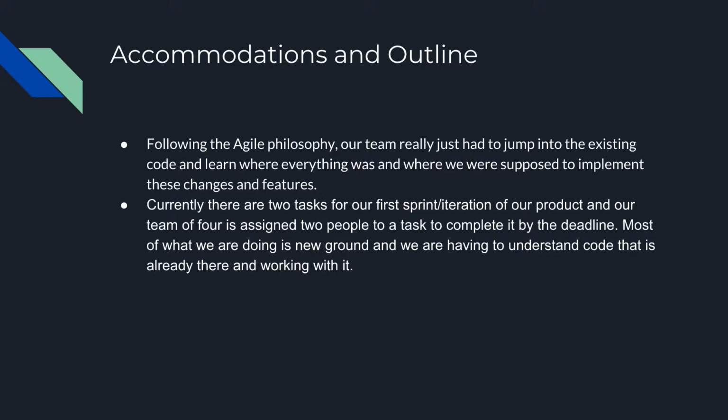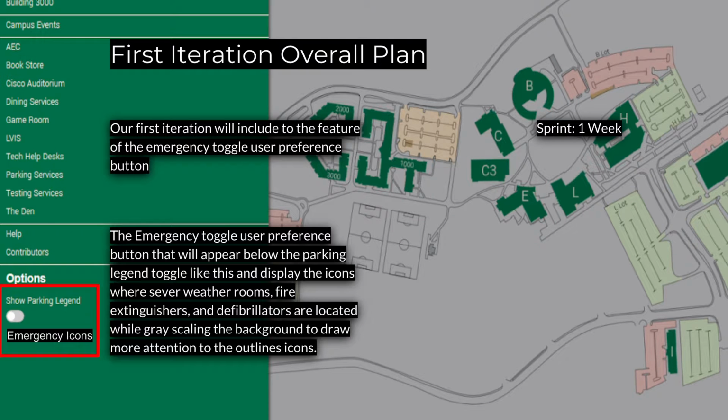We currently have 2 tasks for our first sprint iteration. It's a team of 4, so we will assign 2 people to each task to complete it by the deadline. This is pretty new ground for all of us, so we've spent a lot of time understanding the code, learning a new language for some, JavaScript, to work with the actual software as well as SaaS.